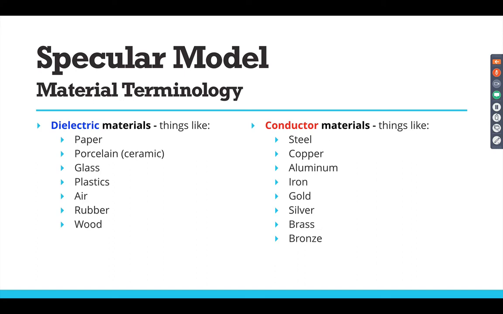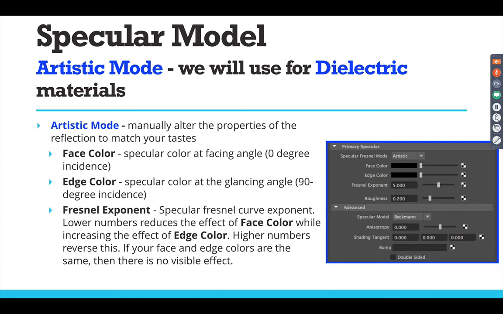Why? Because when we start dealing with metals, metals technically are measured differently than normal reflectant objects. So let's talk about artistic first, because then when we get into metal, it'll make more sense.